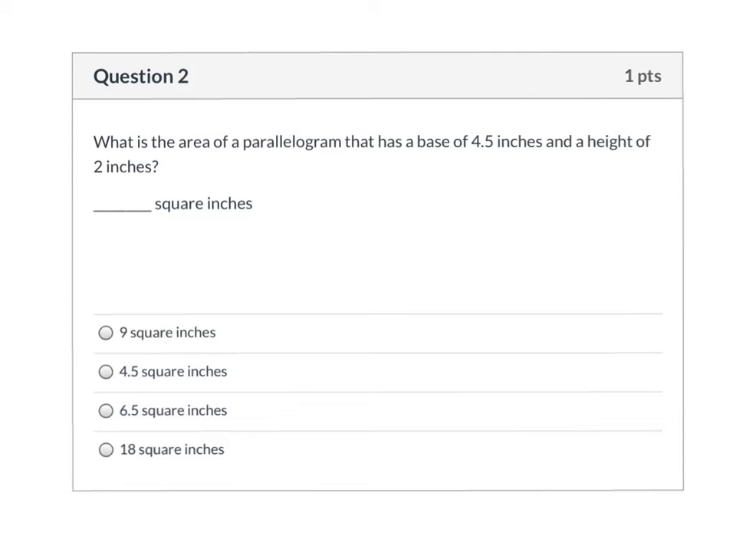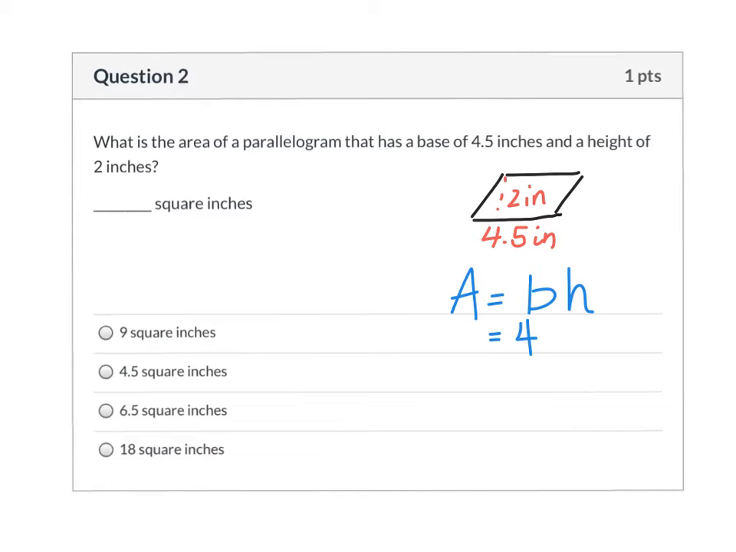Problem 2, again, this is the area of a parallelogram, but it's telling me in words the dimensions of that parallelogram. It always helps me to draw out a parallelogram. So it says the area of a parallelogram that has a base of 4.5 inches. So my base down here is 4.5 inches, and my height is 2 inches. Again, I'm going to start with my formula. Area equals base times height. So I'd substitute in my value for the base, 4.5, times the height, 2. When you multiply, you will get that answer.